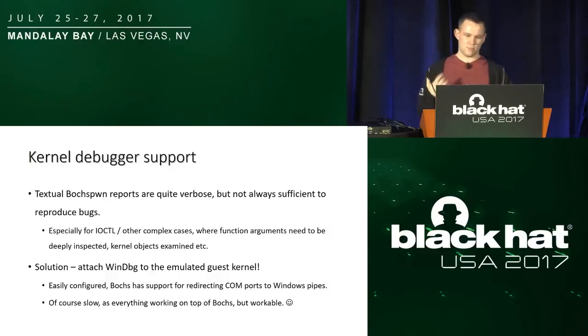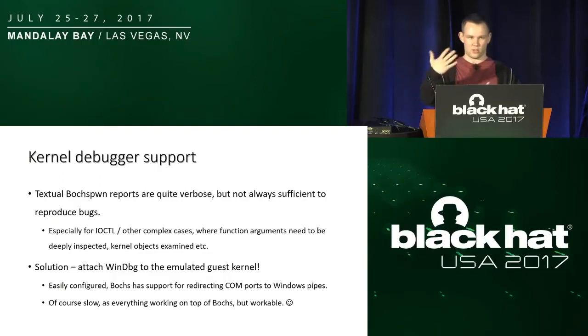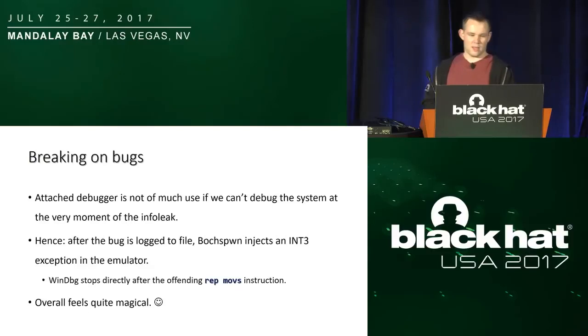So as I mentioned before, what I wanted to do is to be able to attach WinDbg to the emulated guest kernel. And this is not a very big problem because Bochs actually supports redirecting COM ports to Windows pipes, so we can just enable kernel debugging in the guest system and then attach WinDbg to it from outside. Of course, this is very, very slow. If you try to attach WinDbg, it takes maybe 5 minutes for it to fully initialize and provide you with the interactive shell, but it's still workable for our purposes.